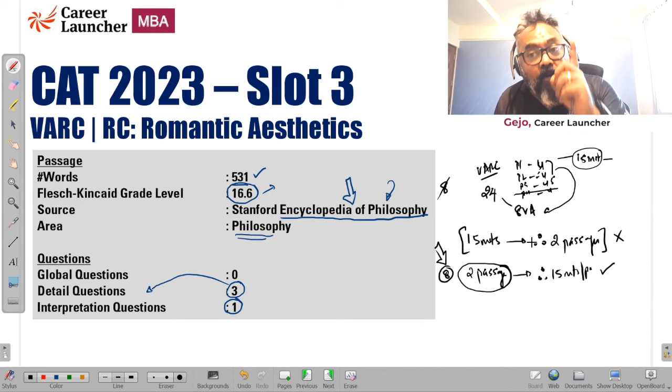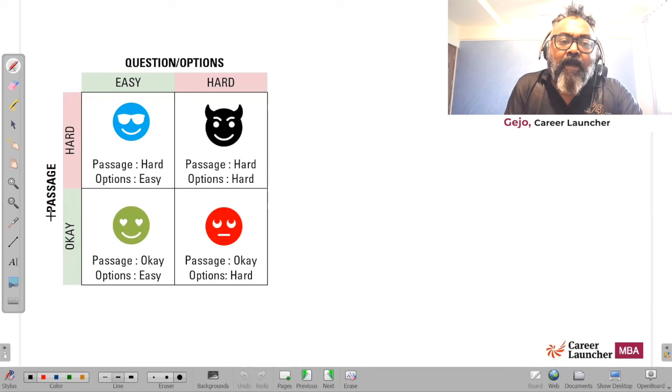Because I want to showcase one reality. There are 2 elements, right? There's a passage with the question set as created, and also options. What actually makes a passage difficult when it comes to reading comprehension? Yes, a passage may be challenging.